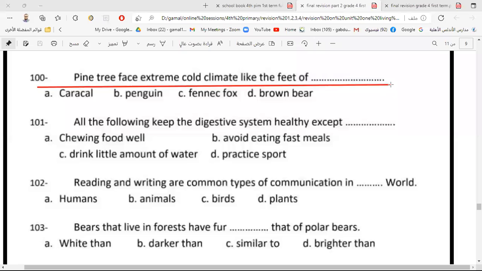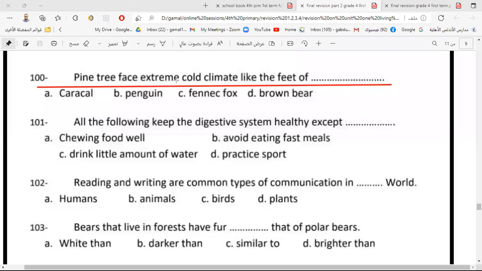Point three, face extreme cold climate, like the feet of penguin. Penguin. Again? The point three, face extreme cold climate, like the feet of penguin. Penguin, you are excellent, my son.